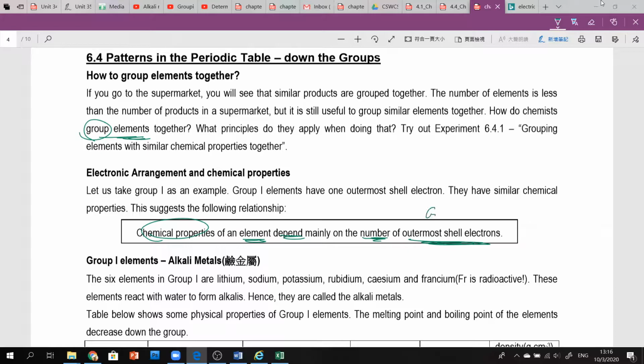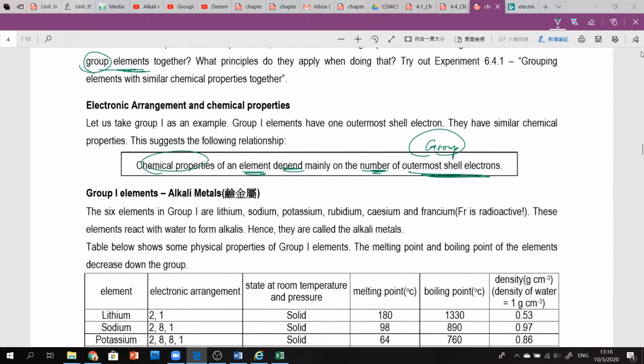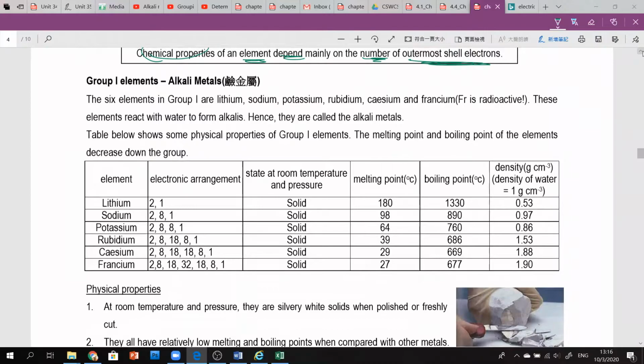We are going to take a look at the group, and the last occupied shell, and try to see how many electrons are there. So in this video, we are going to take a look at four main groups of elements: group 1, group 2, group 7, and group 0, and try to introduce to you the differences in their properties. Now, first of all, group 1 elements, we call the alkali metals.